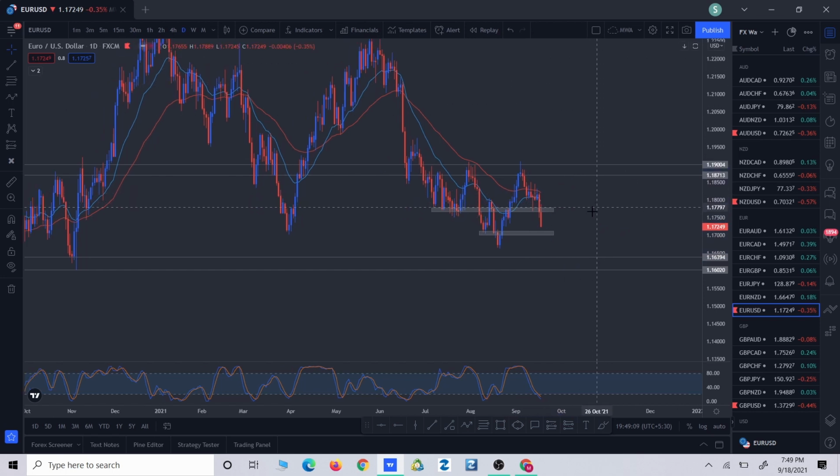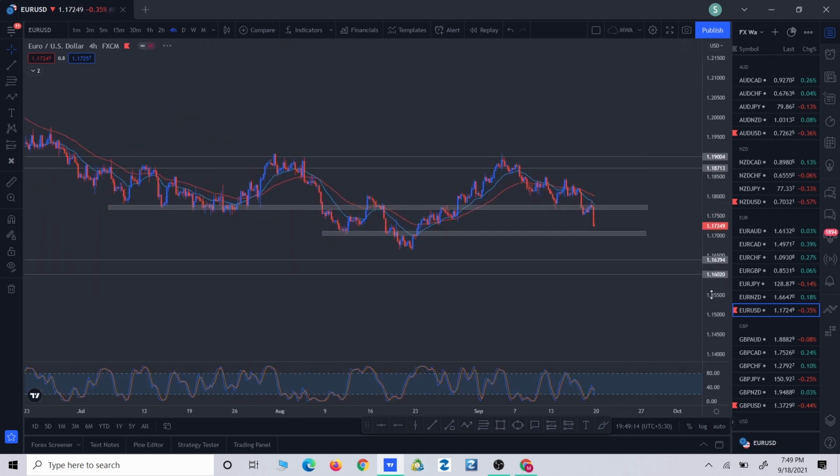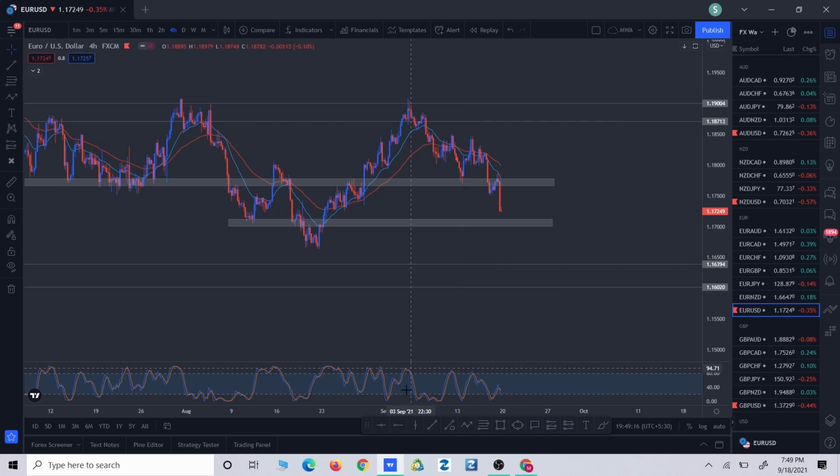Now let's talk about what's happening on the H4. Starting from here, we have a high, low, higher high, higher low, higher high, higher low, and then the higher high, and then the price broke below the previous low. Then we had a lower high, lower low, lower high, and right now the price has broken below the previous low. So now we are making lower lows and lower highs on the 4-hour chart. So we are bearish on the 4-hour.